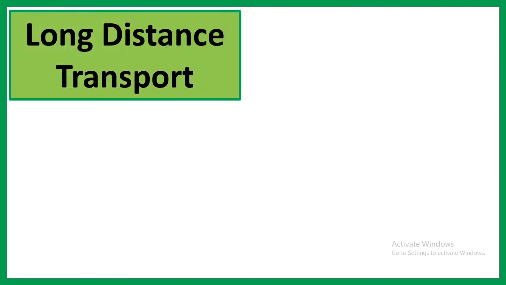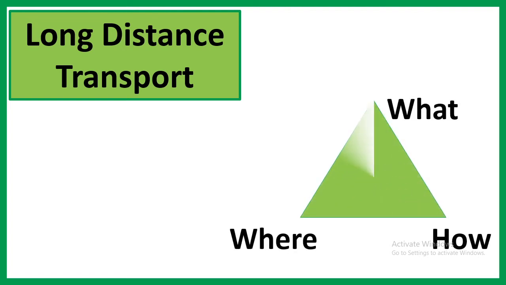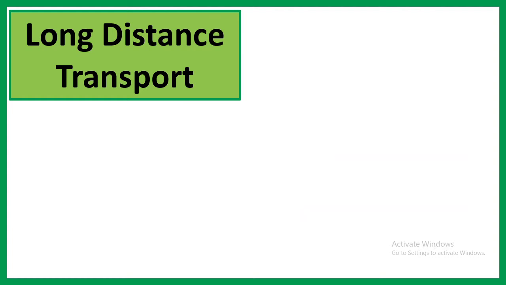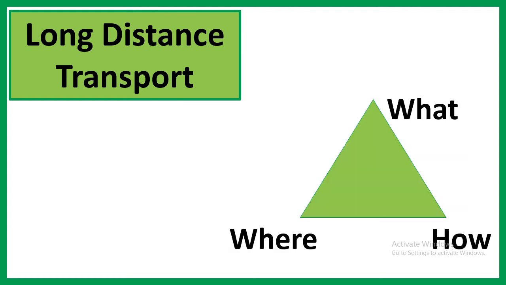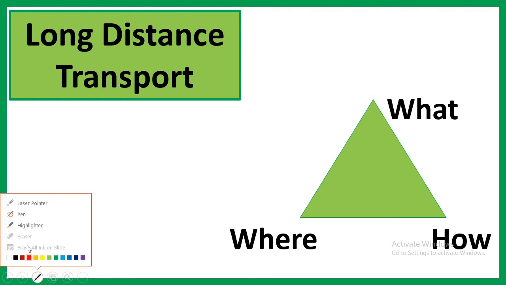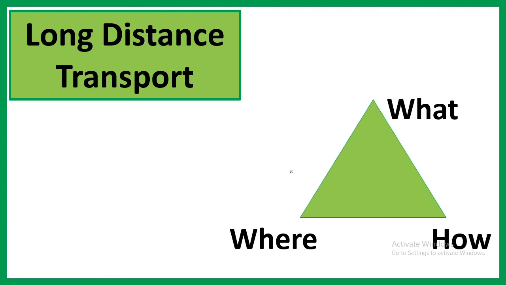For long distance transport, we have to know a few basic things, like from where to where we are going, how we are going, and what is going. So again the triangle of WH words that we are supposed to know: what is going, whether it's food or water, where it is going, and how it is going. Right, so let's study.